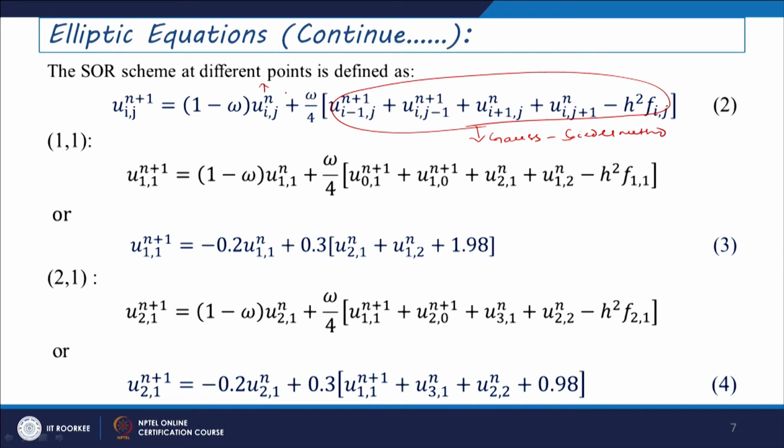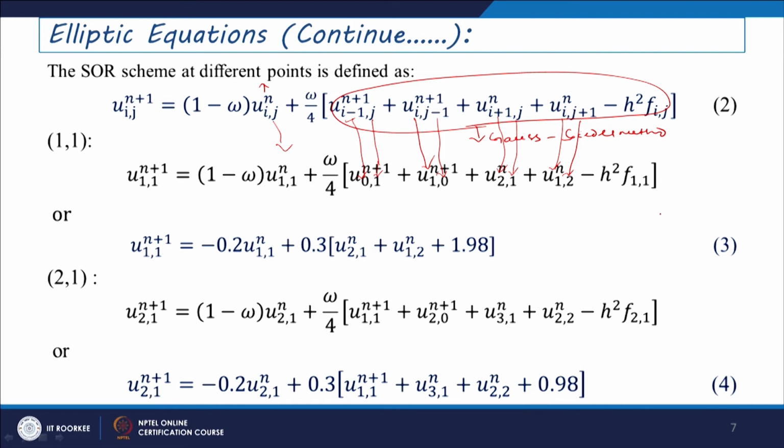So if you put i equals 1 and j equals 1, we can write this as 1 minus omega, u11 to the power n, plus omega by 4. If I put i equals 1, then i minus 1 is reduced to 0. If I put j equals 1, j minus 1 reduces to 0, and i remains the same. So with i equals 1, then i plus 1 is 1 plus 1, that is 2, and j equals 1, then j plus 1, 1 plus 1, is 2 here. Then minus h square f11.